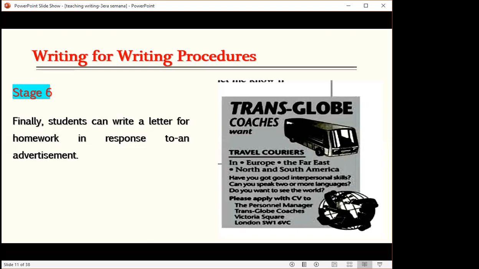So notice, these are the procedures that we could follow. Remember, this is just an example. It doesn't mean that you have to do the same in every stage, because it depends on the students, the level of your students, how they behave, so it involves many aspects. But this is as a tip, not as an example.